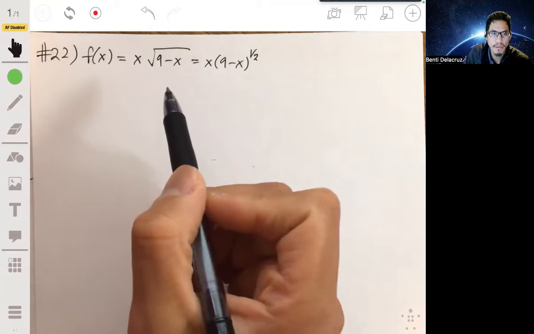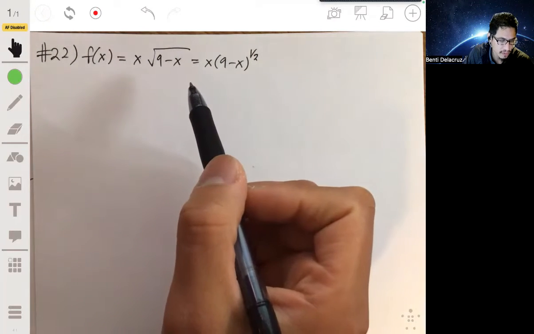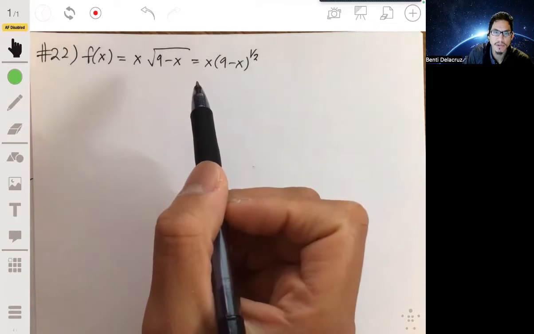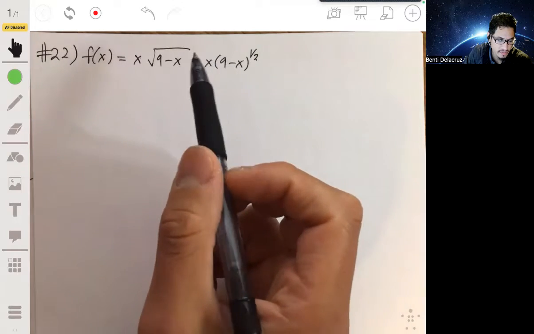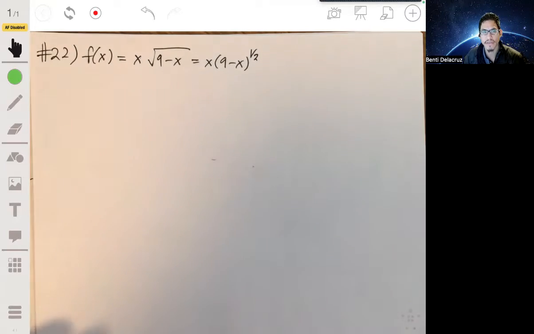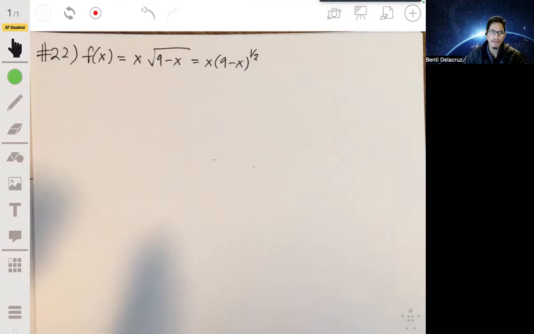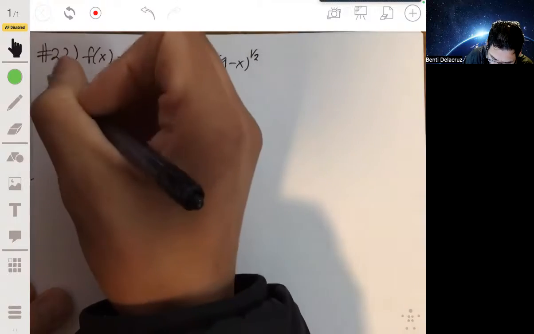All right, so in this problem, we want to find possible inflection points and then describe the concavity of the function. So the idea is to find the second derivative, figure out where the second derivative is undefined or where it's equal to 0, and then study the intervals around those values. So let's first find the first derivative.